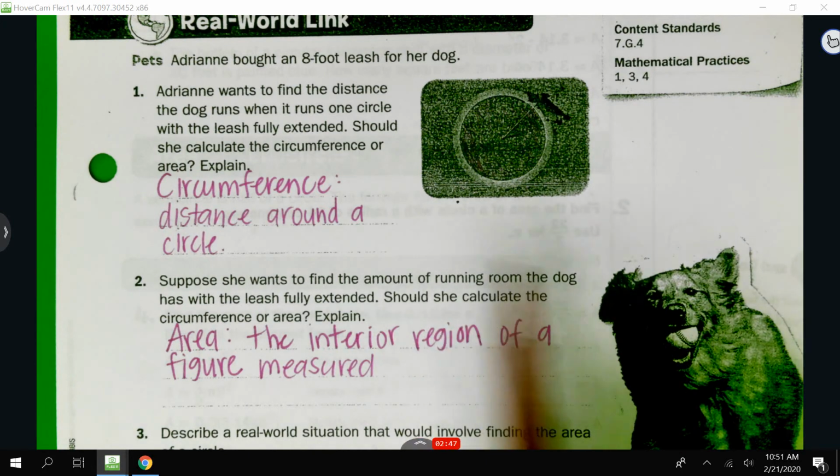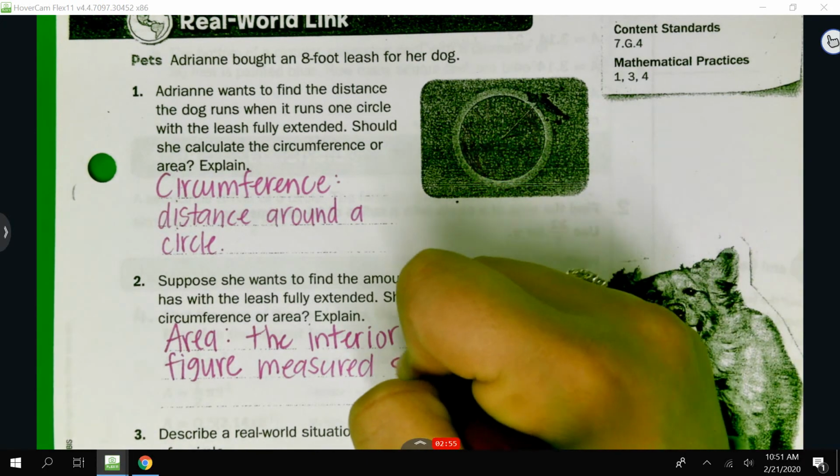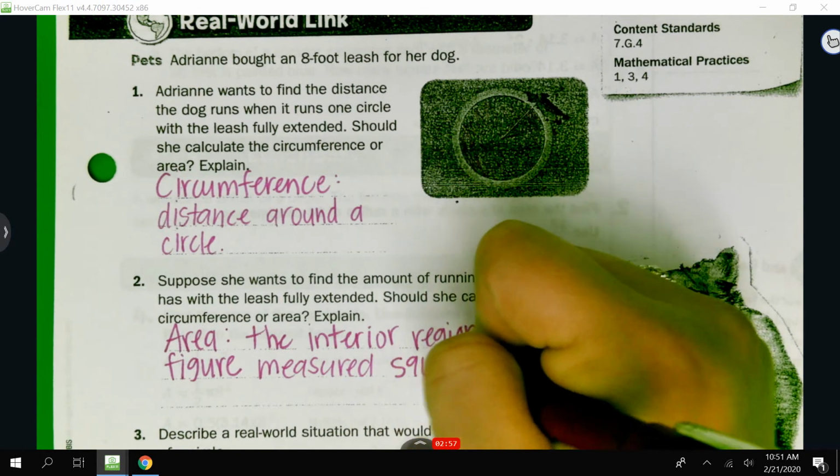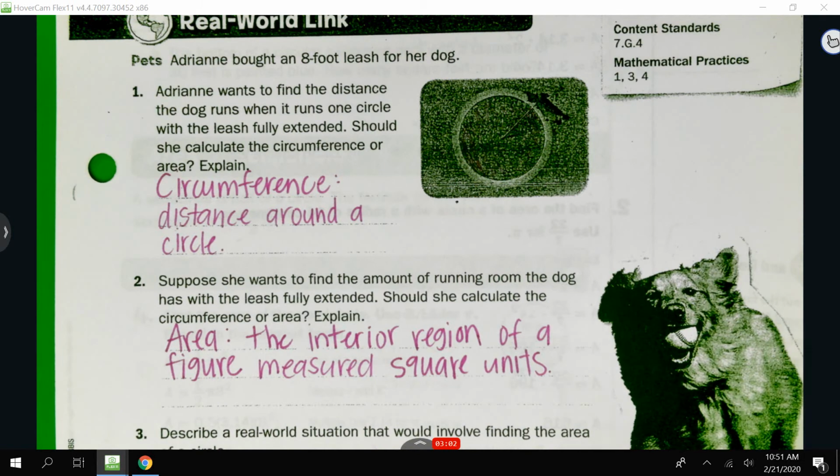Okay, back to this. How is area measured? Square units. Good. It's measured in square units. Always. Doesn't matter if you're finding the area of a triangle or a square or a circle or anything. It's always measured in square units.